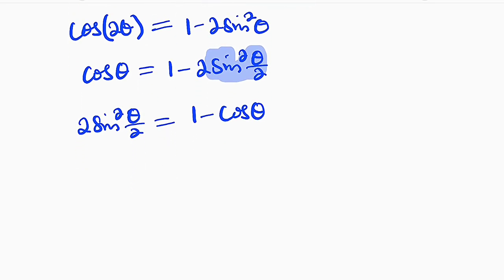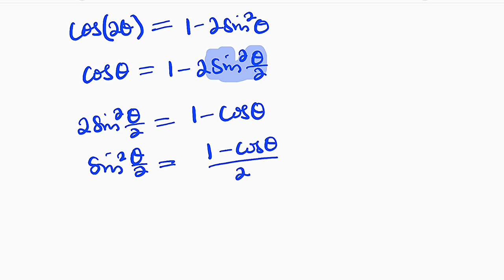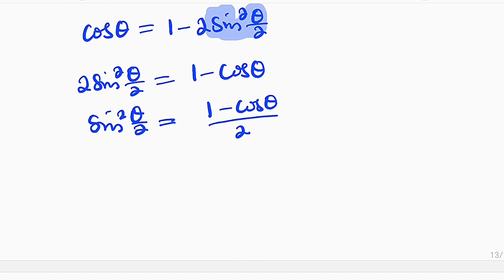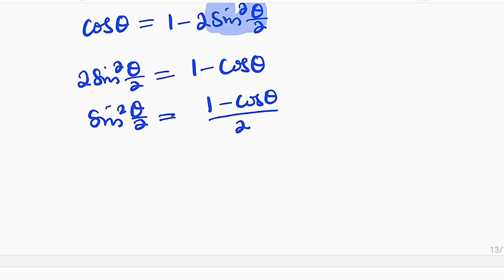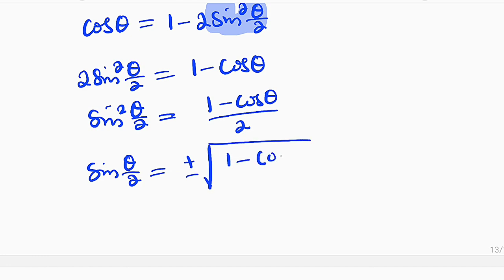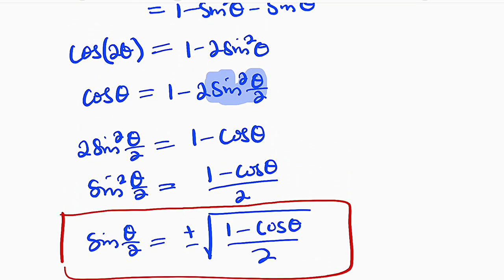Alright, now let us divide both sides by 2. We have sine squared theta divided by 2 equal to 1 minus cosine theta divided by 2. We have divided both sides by the coefficient of sine squared theta divided by 2. And finally, we take square root of both sides because we are looking for sine theta divided by 2. So sine theta divided by 2 is now equal to plus or minus the square root of 1 minus cos theta divided by 2. So this is the half angle formula for sine, which is the first one here.